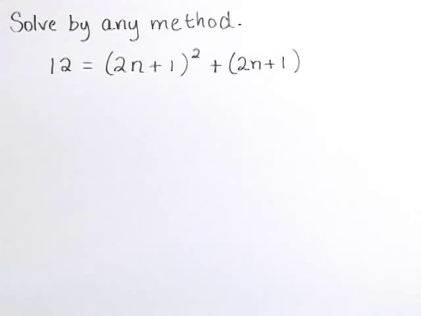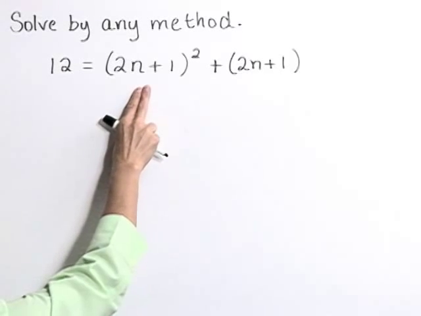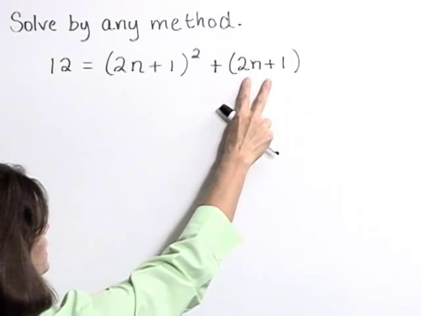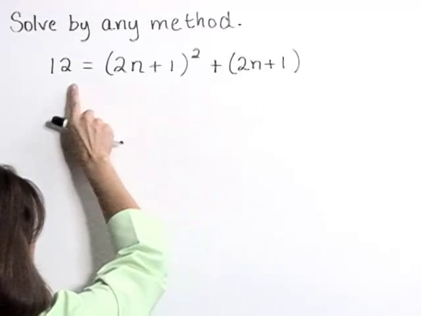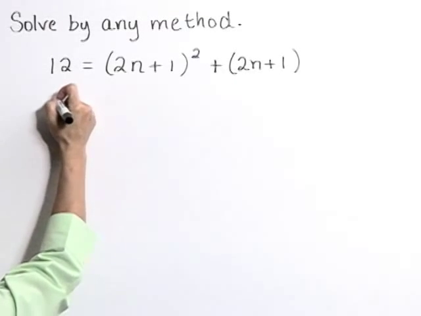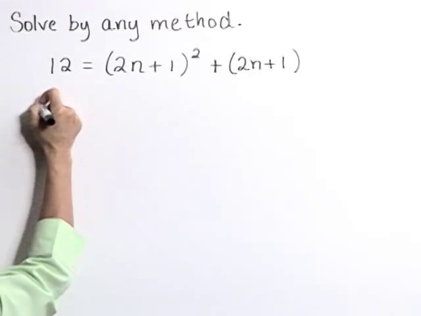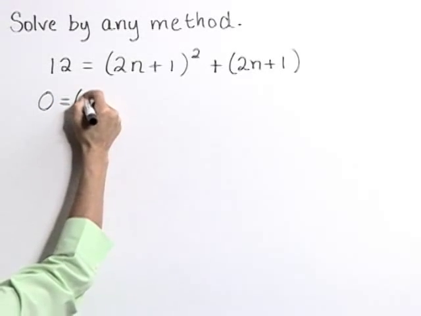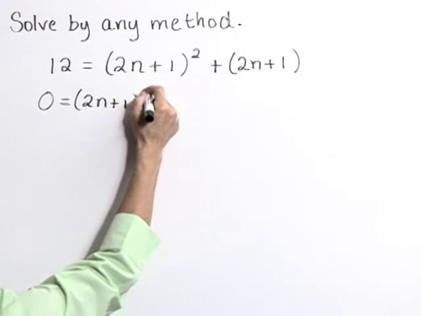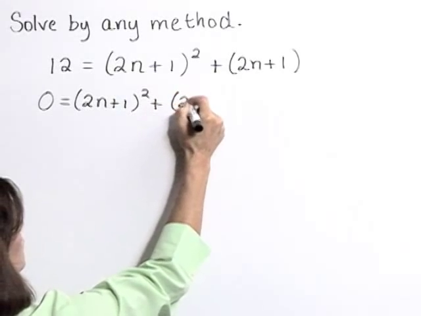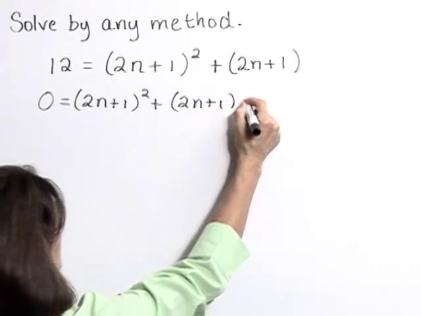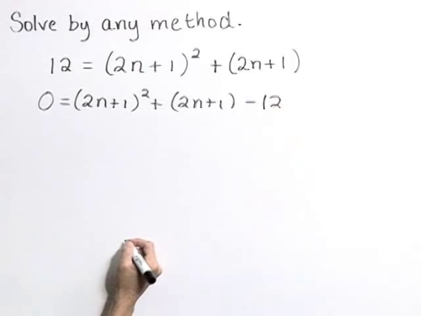Solve by any method the equation 12 is equal to the quantity 2n plus 1 squared plus the quantity 2n plus 1. Let's start by subtracting this 12 from both sides, writing the equation as 0 is equal to (2n plus 1) quantity squared plus the quantity 2n plus 1 minus 12.